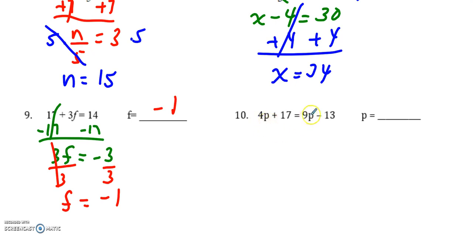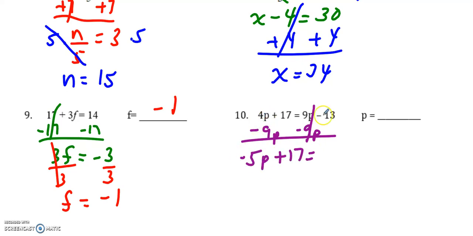Now we have variables on both sides. Unlike the previous examples, they were all on one side. So if I want to get my 9p over to the 4p, again, I know that there's multiple ways to do this problem, but I'm going to subtract 9p to get my variables on the left side. Cross out, 4 minus 9, negative 5p, plus 17 equals, don't forget that subtraction is really a negative, so you're left with negative 13 over here.